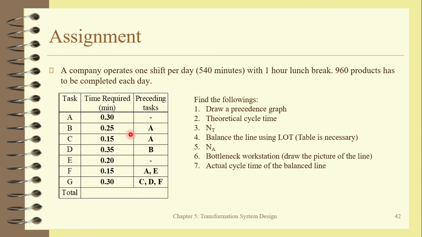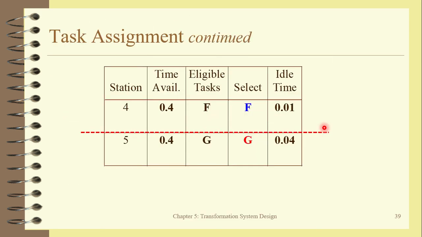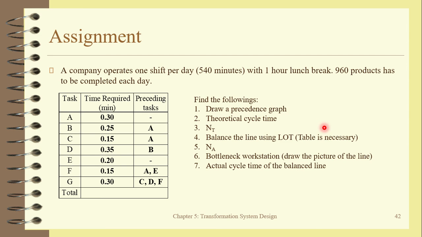And find the theoretical cycle time, the theoretical number of workstations, right? And then balance the line using LOT. You need to prepare this table, okay, and then find the bottleneck workstation and draw the picture of the line.